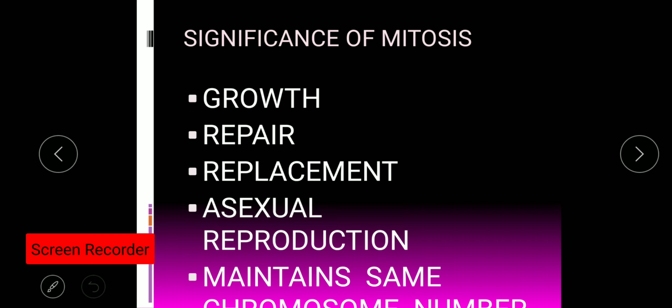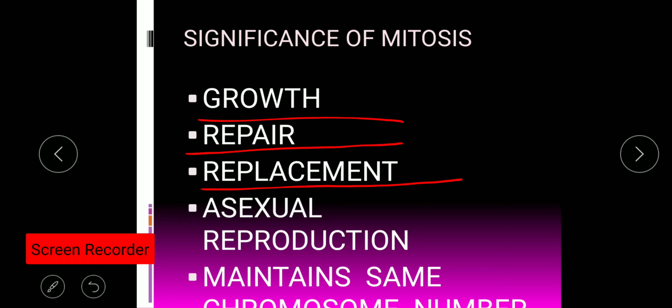Now we have to see the significance of mitosis. Mitosis helps in growth, repair, and replacement, in the asexual reproduction of yeast and bacteria, and mitosis maintains the same number of chromosomes.